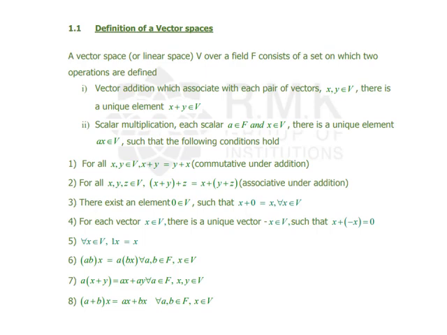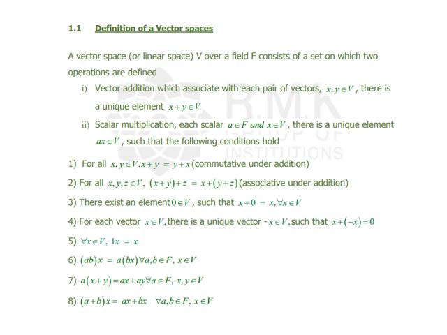The first one we call commutative under addition: for any two vectors x and y in V, x plus y will be equal to y plus x. The next one is associative under addition, where three vectors x, y, z in V are considered. x plus y we add and then z, that is the same as x plus (y plus z).